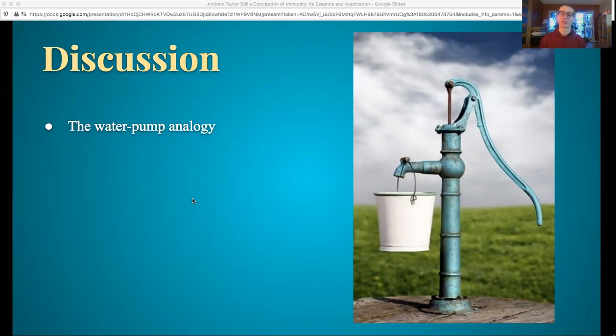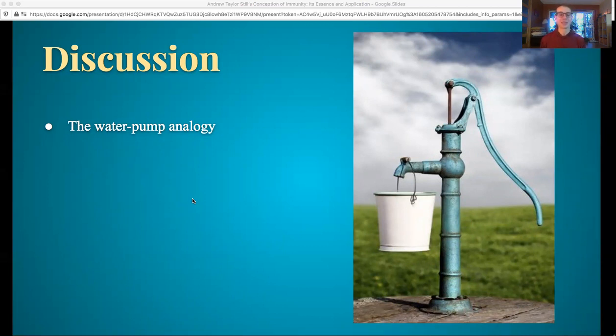I look at frequency of treatment now like working with an old hand water pump. Yes, you have to have a minimum efficiency with each stroke of the pump, but really what matters so much more is how often you pump that pump and how long you keep pumping that pump.